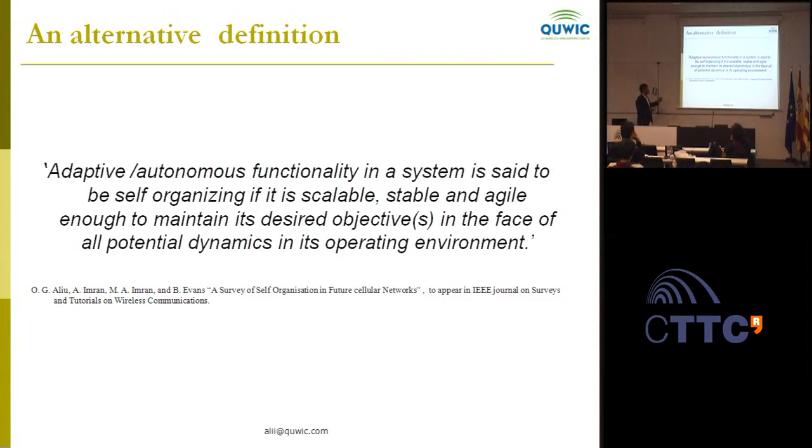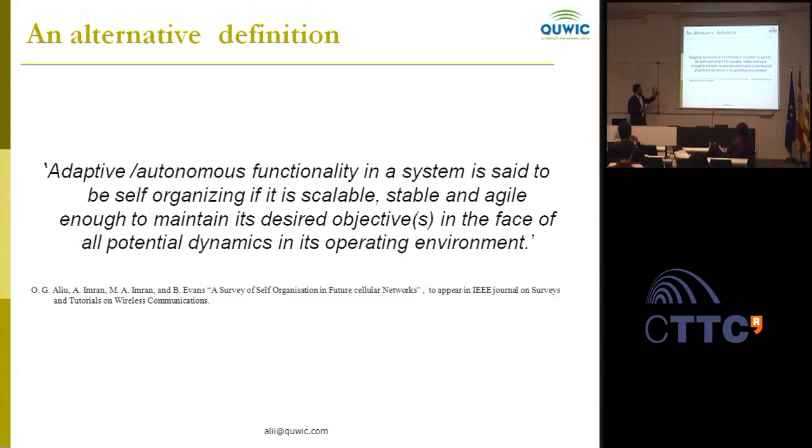But at least based on the previous case studies and observations, and also incorporating what Misha said in the morning, a more agreeable definition: an adaptive or autonomous function in a system is said to be self-organizing if it is scalable, stable, and agile enough to maintain its desired objectives in the face of all potential dynamics in its operating environment. It's a long one, but it at least tries to encapsulate what a self-organizing system should be when we are saying that, okay, the future cellular system should be self-organizing.